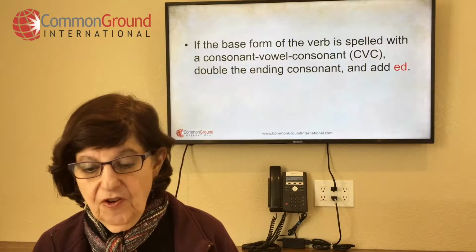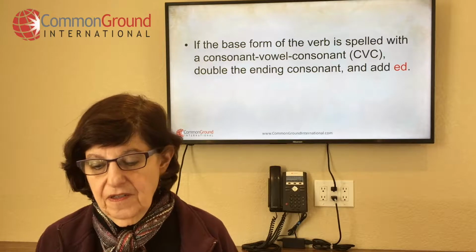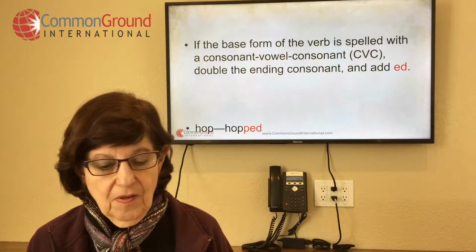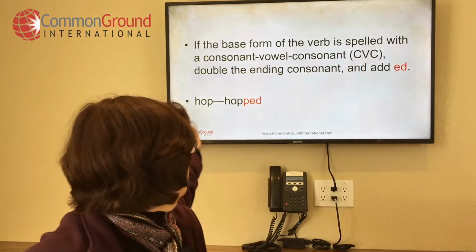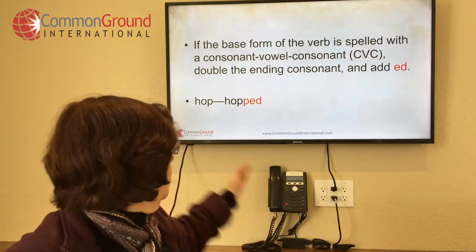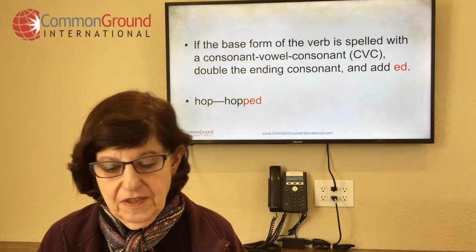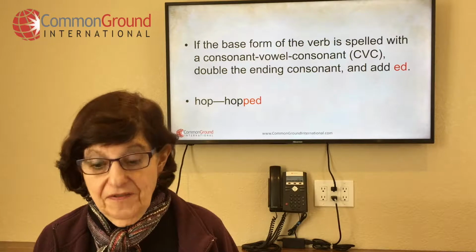Okay, if the base form of the verb is spelled with a consonant, vowel, consonant, we double the ending consonant and add ed. Let's look at an example. Hop, to move on one foot. Consonant H, vowel O, consonant P. We make it a double P and add ed, and that's for pronunciation reasons. If we only had one P, it would say hoped. Very different meaning.